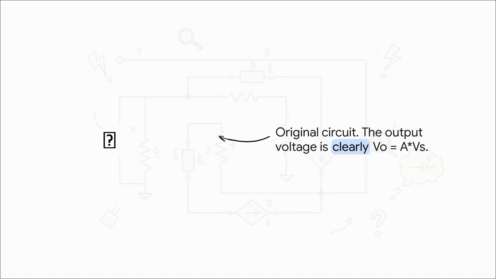We've got one independent voltage source, Vs, and one dependent voltage source. Its value is just A times Vs. Now, if you do a quick analysis, it's pretty obvious the output voltage, VO, is just going to be A times Vs. Simple enough, right? That's our correct answer. Let's lock that in our memory.